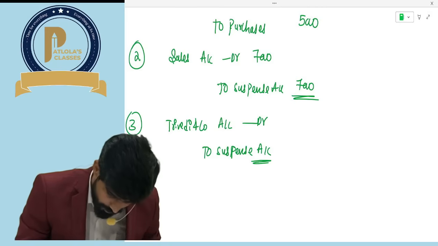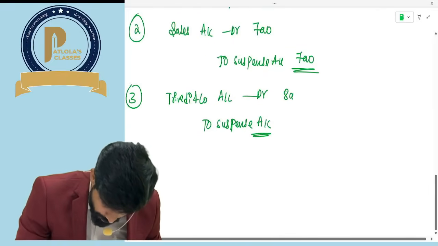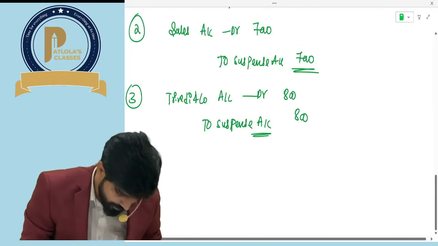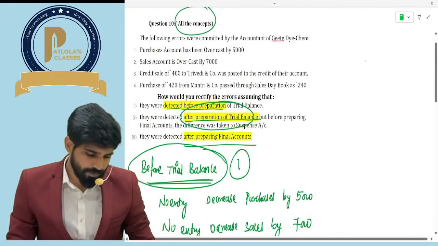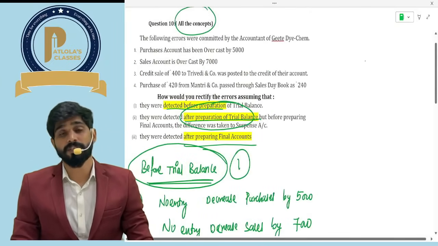How much should it be? It should be 800. Okay, sorry, 800. Chalo, let's come to the fourth one. Coming to the fourth one, it was actually a purchase from Mantri and Co, but it was treated as sales.